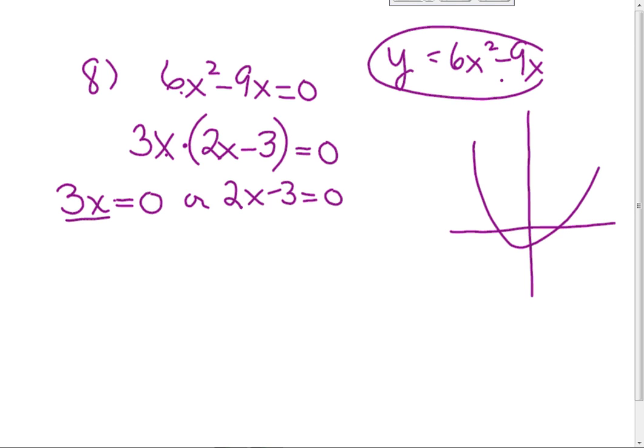Divide both sides by what? 3. This is times, though. You have to undo the multiplying here. So x equals what? What's 0 divided by 3?